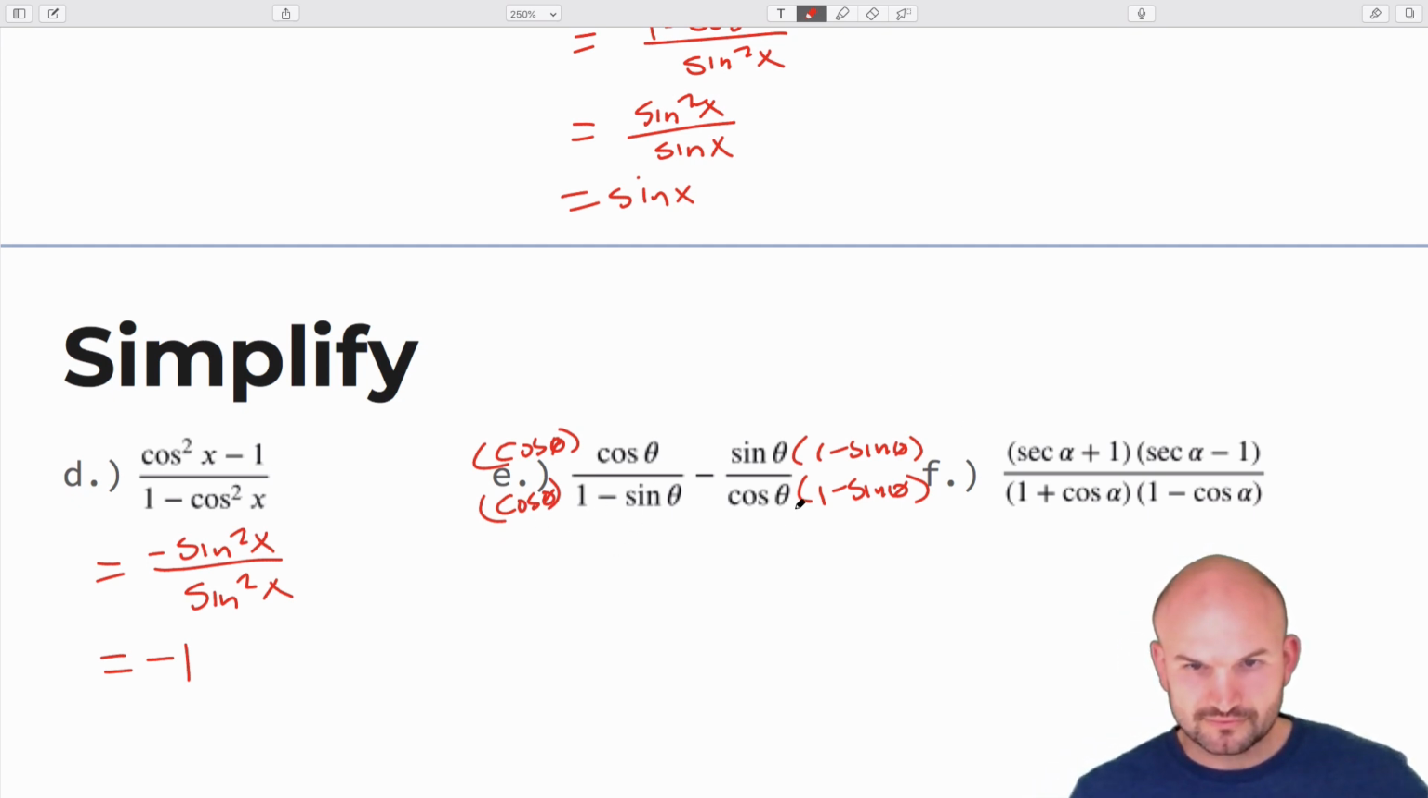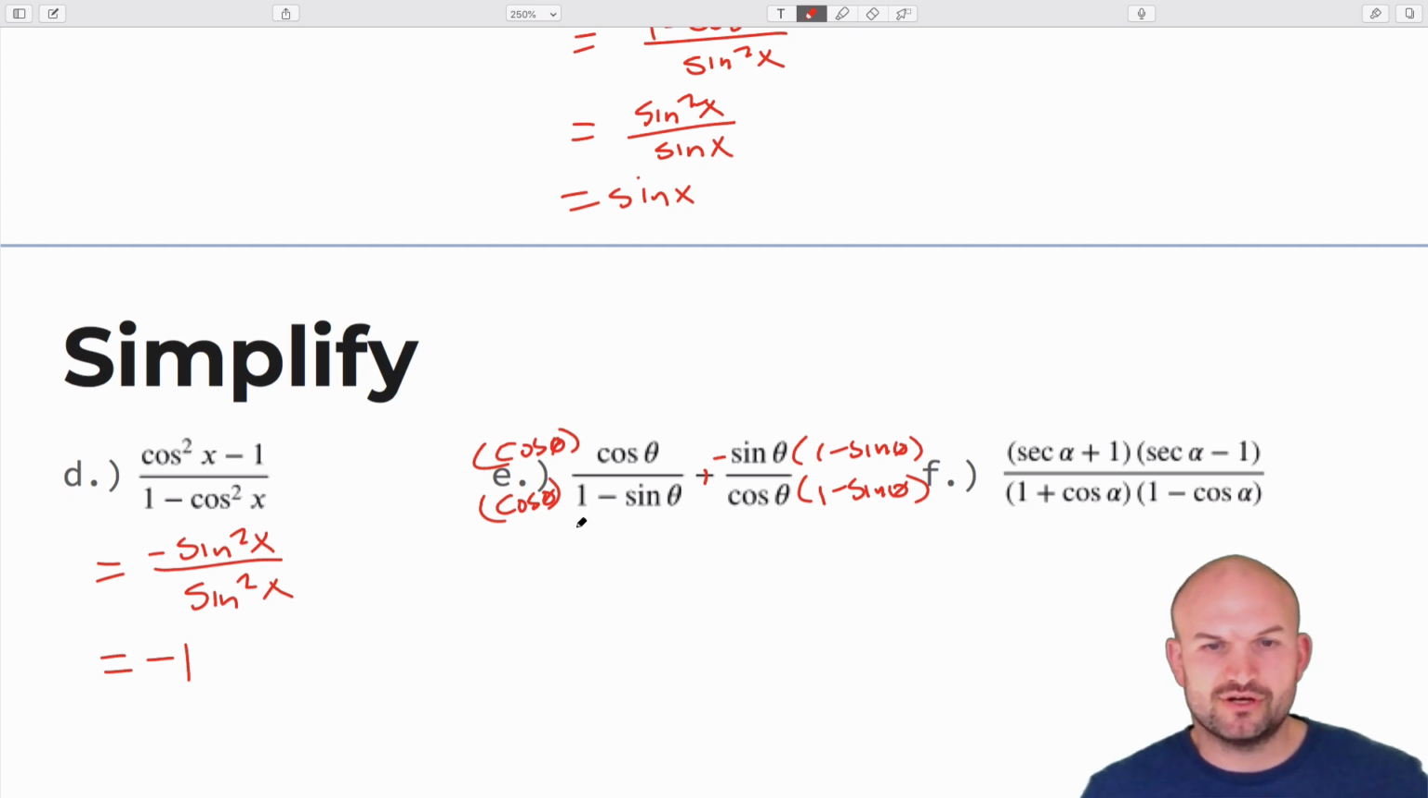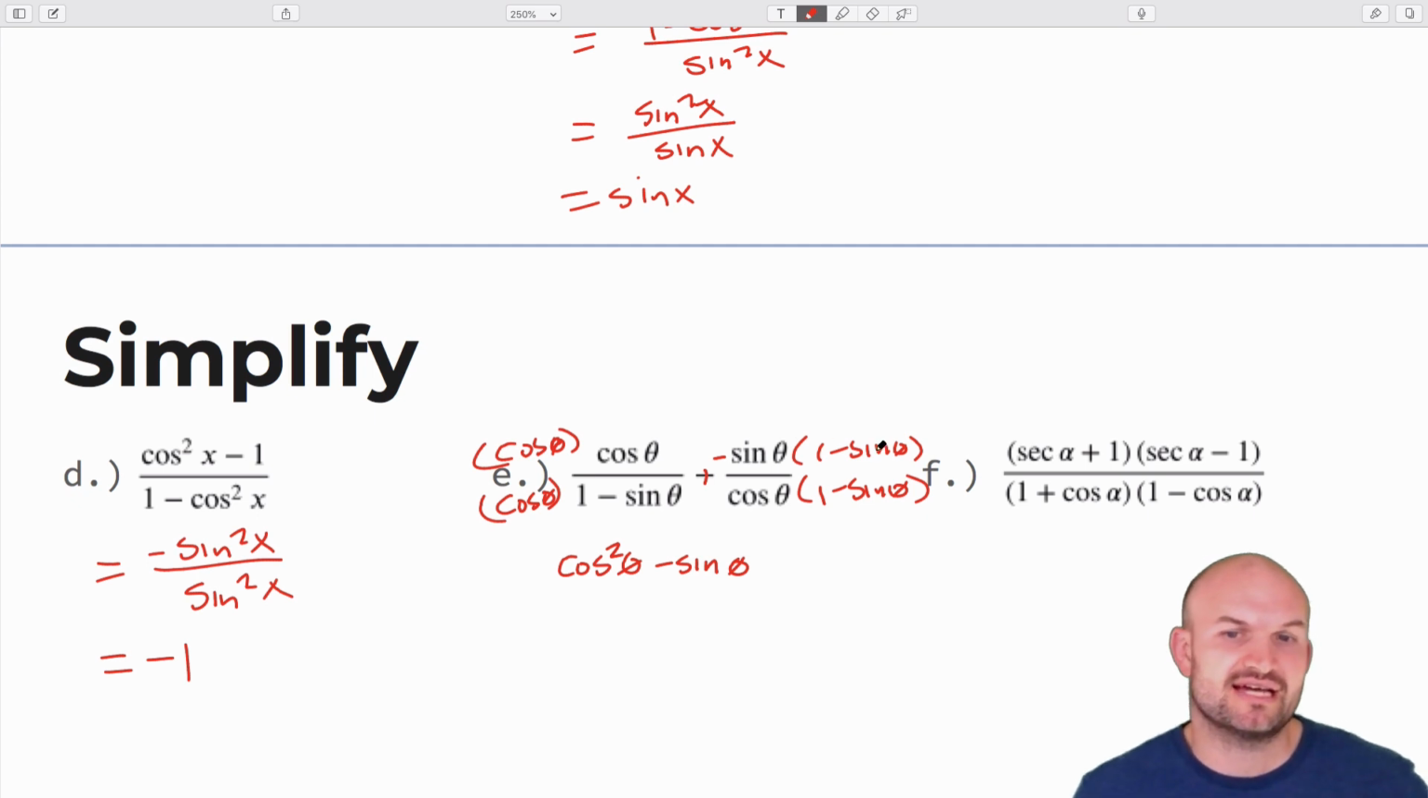So on this left-hand side, let's make sure, remember that's a negative, right? So you can make that a plus, a negative. So you're really distributing those two. So let's go ahead and write them under the same common denominator. Here I'm going to have a cosine squared of theta minus sine of theta, right? Negative sine of theta times 1, and then negative sine of theta times negative sine of theta is going to be a positive sine squared of theta.